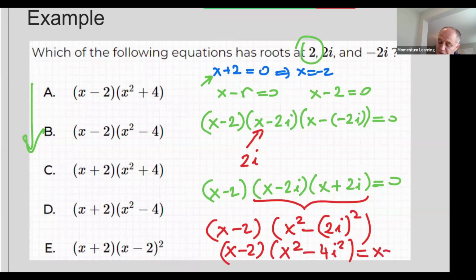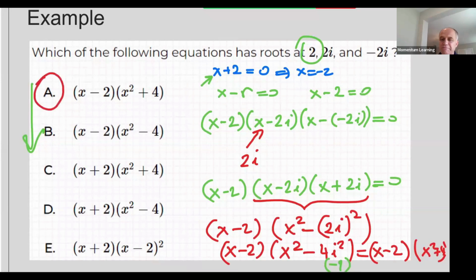Okay, so x minus 2, be careful. Again, why? Because here it is negative. This i squared is negative 1. So negative 1 times 4 is plus. So then it is x squared plus 4. X minus 2, x squared plus 4.